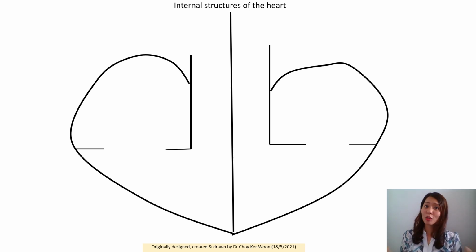Good day everyone, I'm Dr. Joy and today my mission is to make you understand about the internal structures of the heart using a very simple schematic diagram which I designed myself.